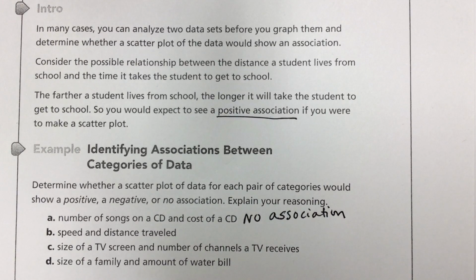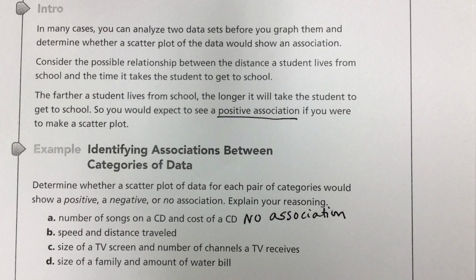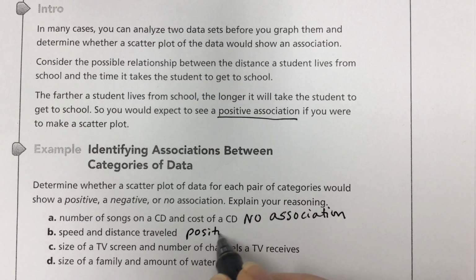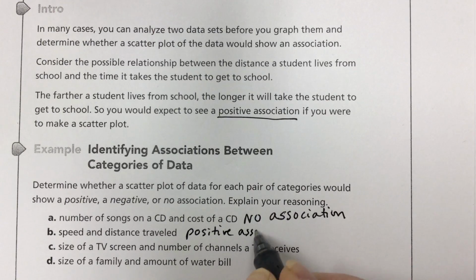B, speed and distance traveled. Consider those two words, speed and distance traveled. Think about it. As speed increases, distance traveled also increases. The faster we go, the longer we travel. So these two would show a positive association. So for B part, it is a positive association.